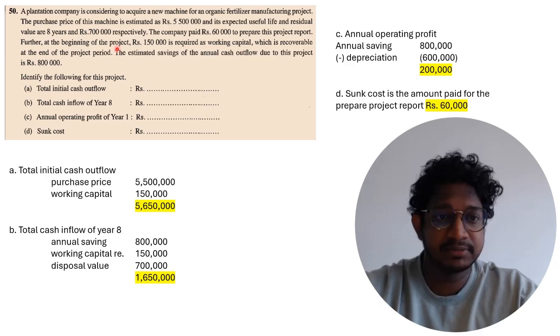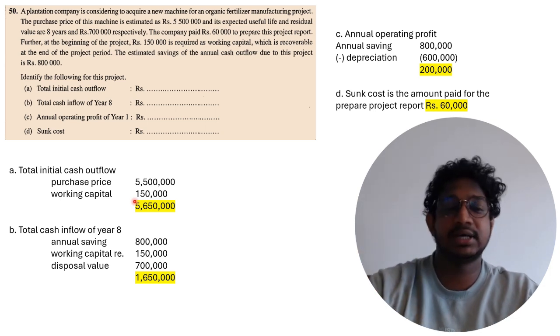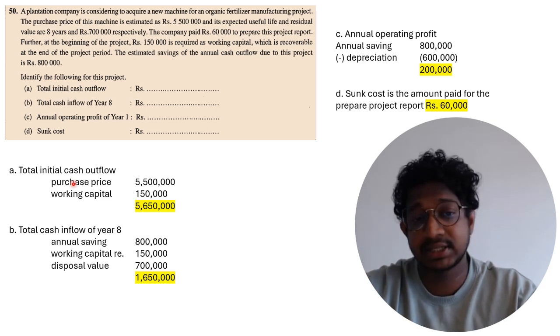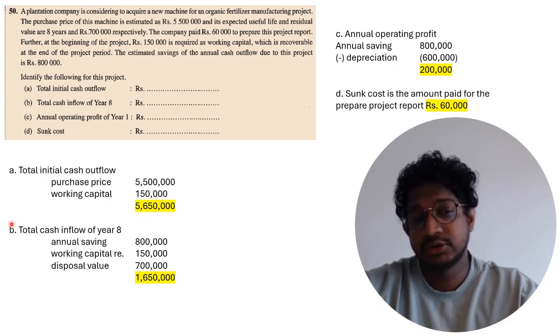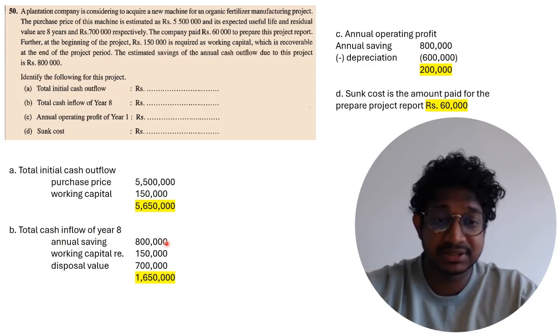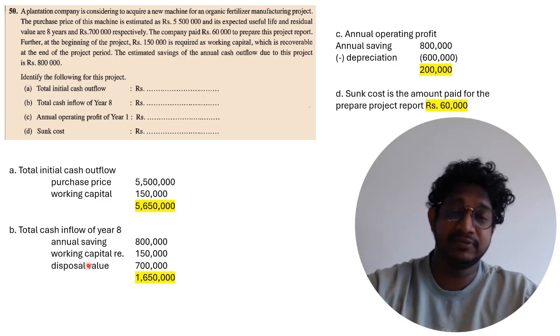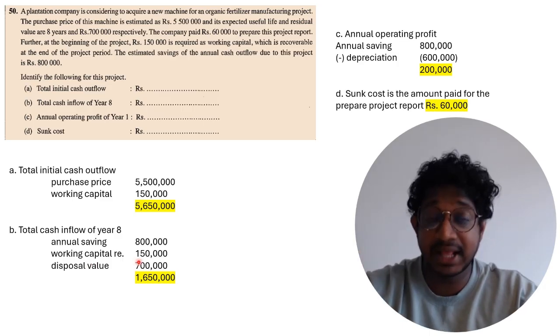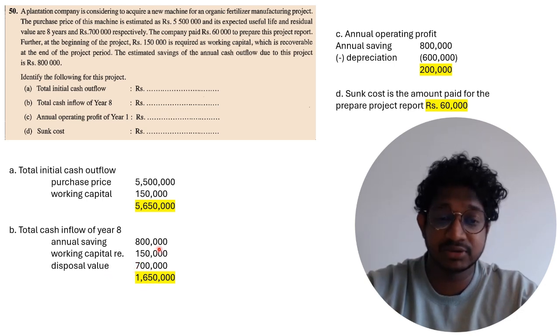Initial cash outflow: the purchasing price of this machine is 5,500,000 and the working capital at the initial date is 150,000. So altogether your total initial cash outflow is 5,650,000. So total cash inflow of year 8, which means the closing year: your annual savings given is 800,000, and they are saying that the working capital that you invested at the initial date is recovered at the end of the investment. So that is an inflow at the end of the year, 150,000, and the disposal value given is 700,000. So altogether 1,650,000.